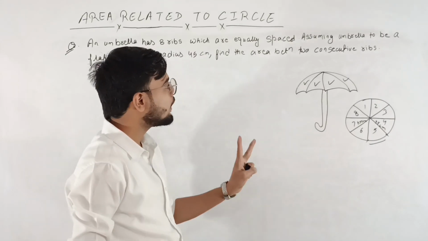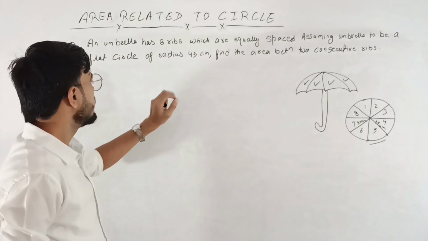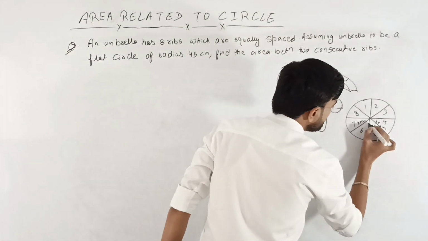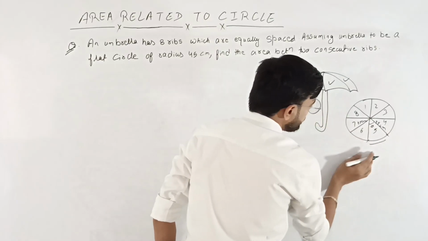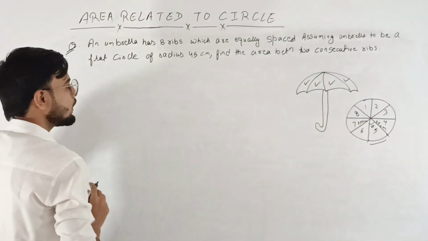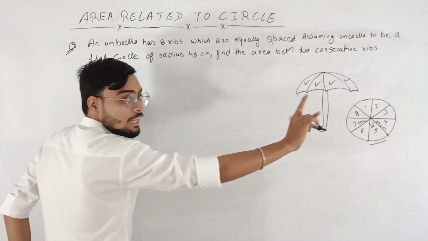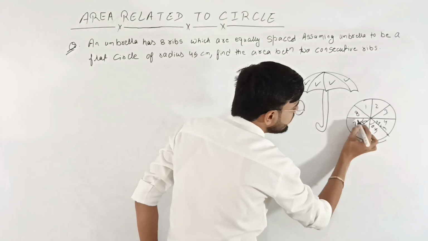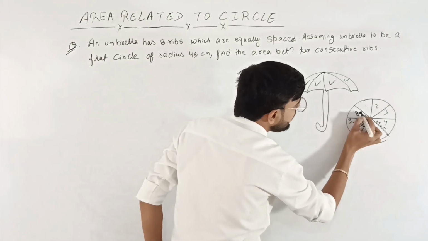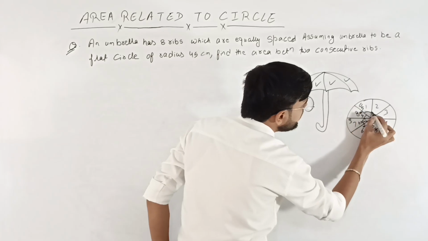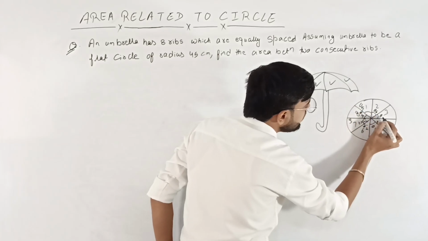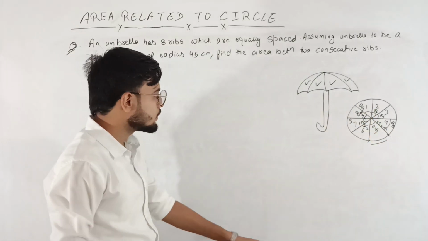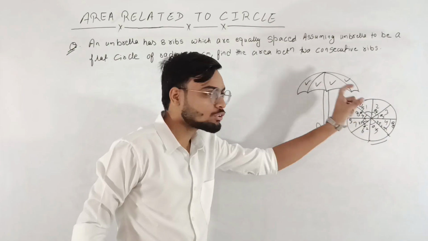For the area of the sector, we require two things: radius and theta, the angle. So the radius is given, 45 centimeter, but the angle is not given. So first we have to find the angle. Let's assume this is theta. In a circle there is a total of 360 degree angle, and there are total 8 ribs. Suppose this is theta 1, then theta 2, theta 3, theta 4, theta 5, theta 6, theta 7, and this one is theta 8. So there are total 8 angles, and the sum of all theta 1 to theta 8 is equal to 360 degree.